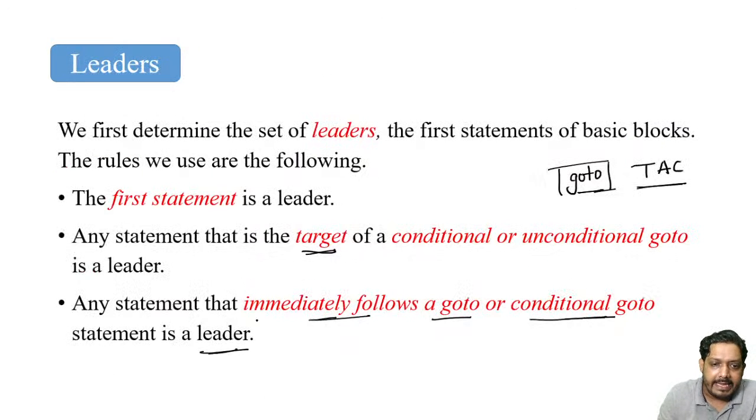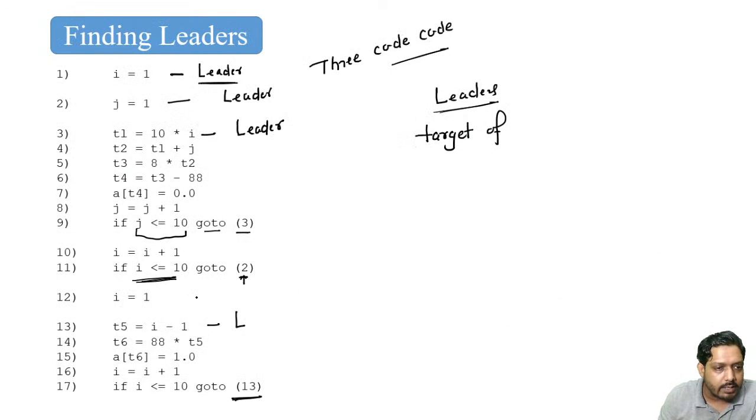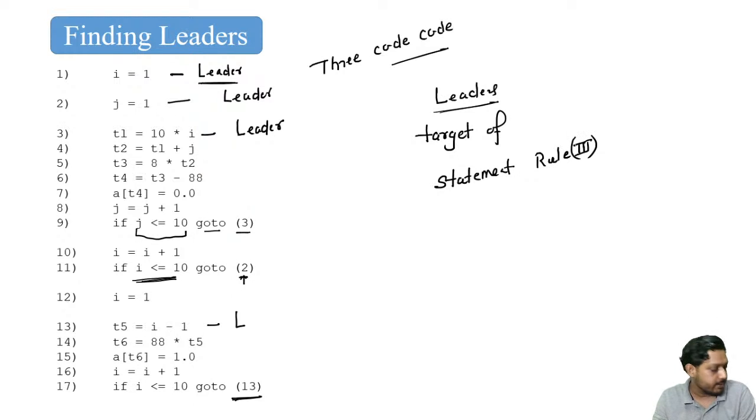The third rule is that any statement immediately following a go to or a conditional go to is also a leader. So who is following the conditional and unconditional statements? Please tell me now. An interaction response is needed from your end: which statement will be a leader if I apply rule number 3, the statement after a conditional or unconditional branch instruction? Please respond here. Who will be the leader?